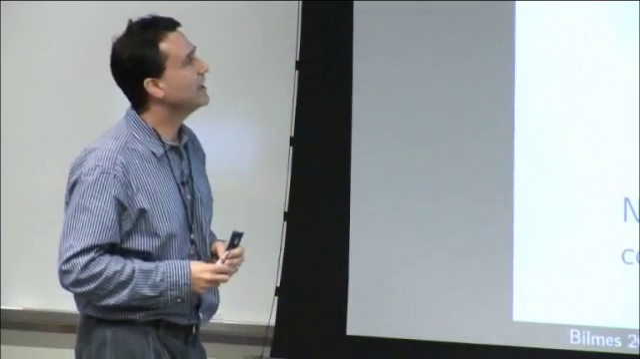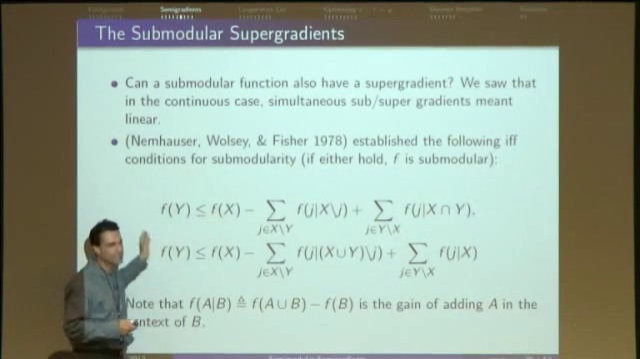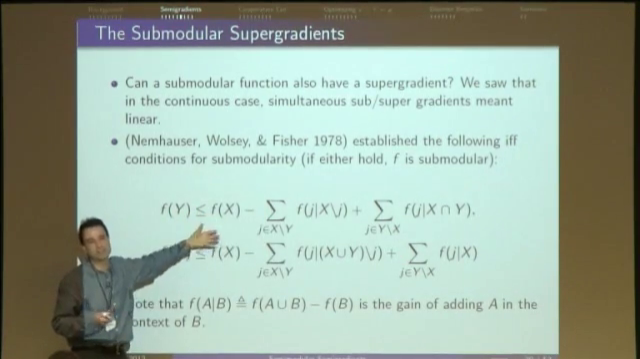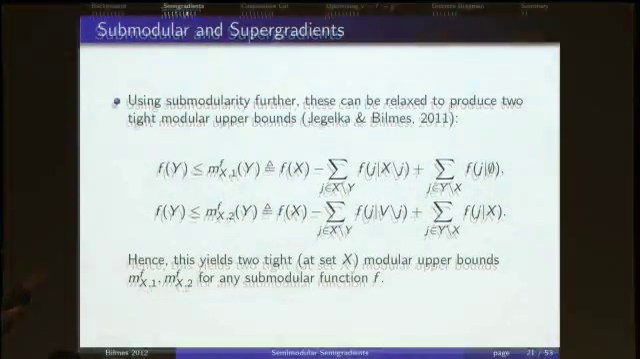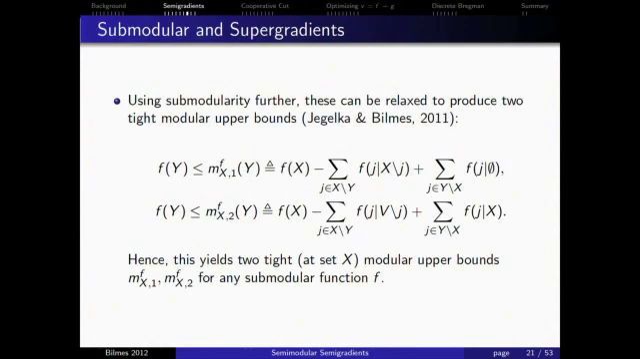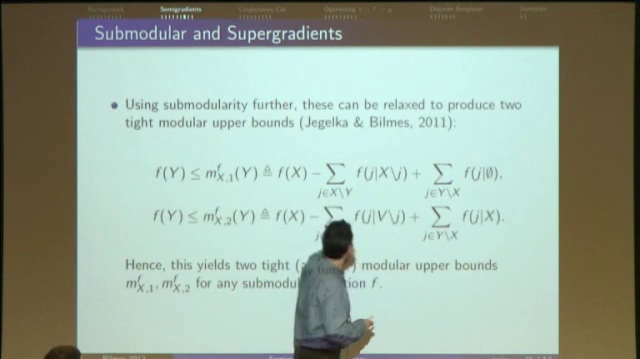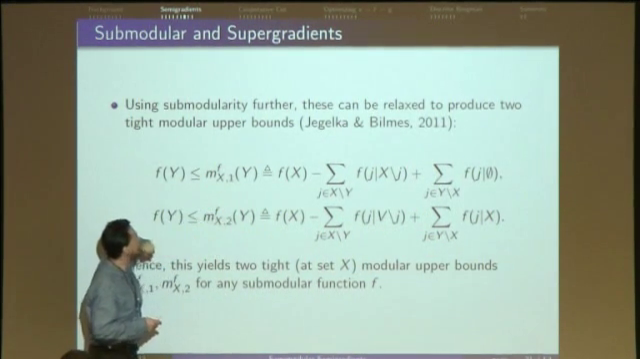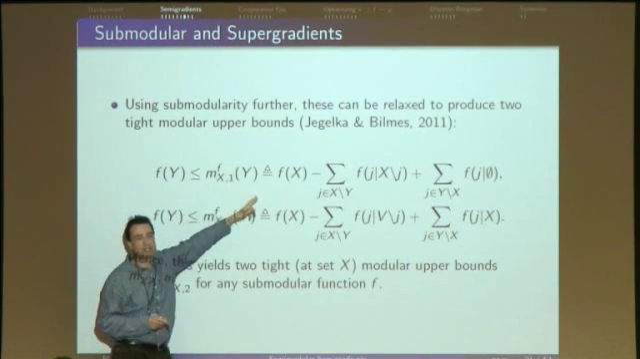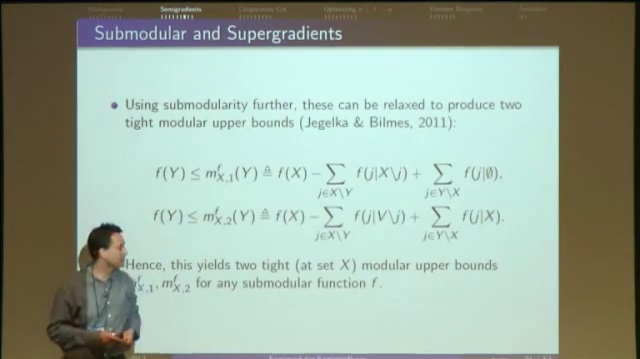Well, in 1978, another classic paper by Nemhauser, Wolsey and Fisher showed that either of these two equations is sufficient and necessary to define submodularity. And what we did is we used these equations to relax them a little bit. So we subtract off a little bit less here, or we add on a little bit more here, in such a way that we can actually define two modular functions that are tight at a particular point x and everywhere else upper bound this submodular function. That's for any submodular function.